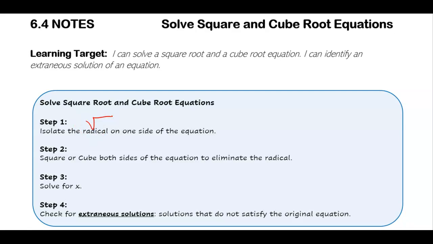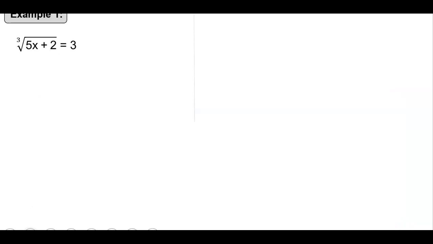Now, in math, it looks like this, and you want to make sure there's a radical by itself on one side of the equation. Step 2, you're going to square or cube both sides of the equation to eliminate the radical. Step 3 is solving for x, and step 4 is to check for extraneous solutions, which are solutions that do not satisfy the original equation. We'll talk about all that today. 4 examples, here we go.